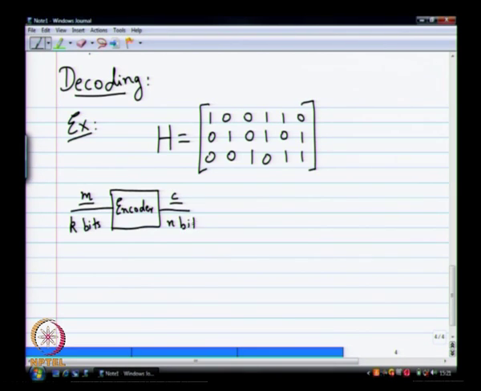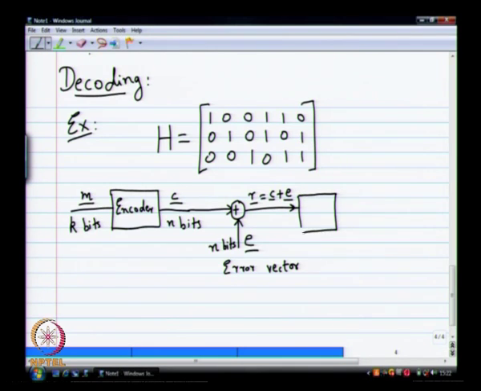The way we model it, we usually think of a binary symmetric channel with some error probability p, or equivalently you can think of something being XORed with the code word, and that being the error vector E, which is n bits again. So that you get a received vector R which is C plus E. What do you do to the received vector R? What is the first step? Compute the syndrome S, which is H times R transpose.